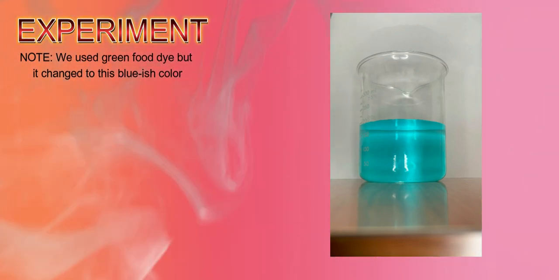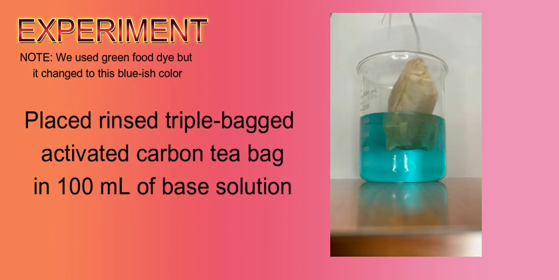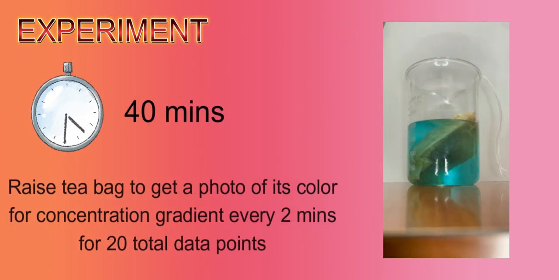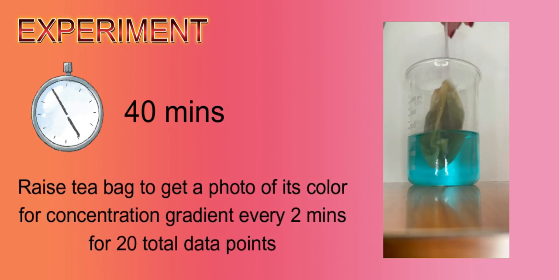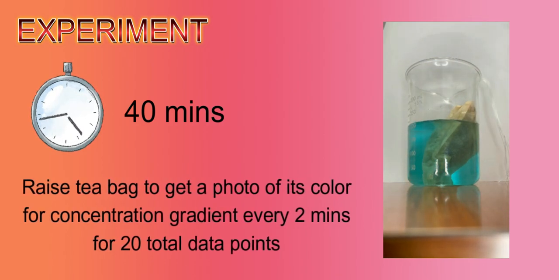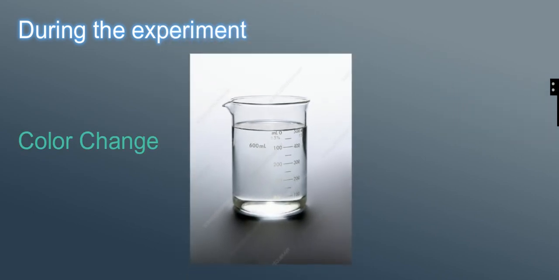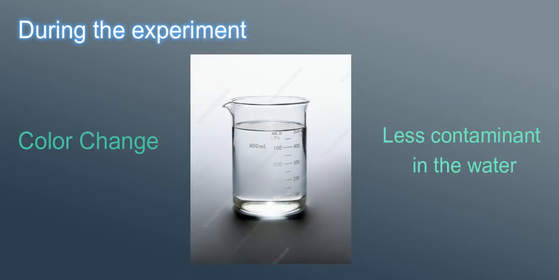So now that we have our setup complete, we started our experiment by placing the triple bagged rinsed activated carbon into the solution at room temperature. We would run the experiment for a total of 40 minutes, and as you can see, during the experiment we would raise the tea bag to show the full solution in its color every 2 minutes to collect 20 data points in total. During the experiment, we were looking for any signs of mass transfer, which included color change representing less concentration of contaminant in the water.